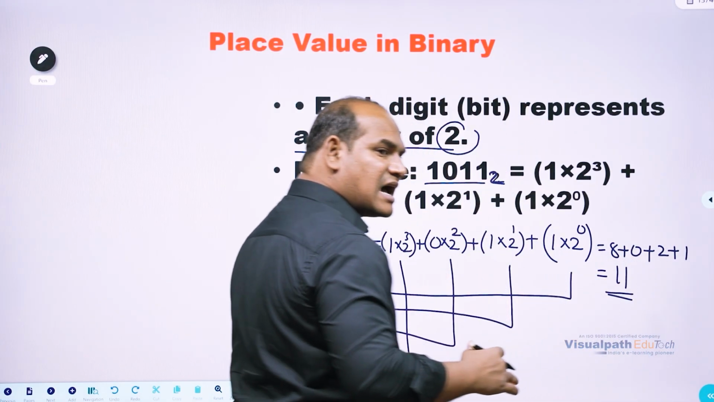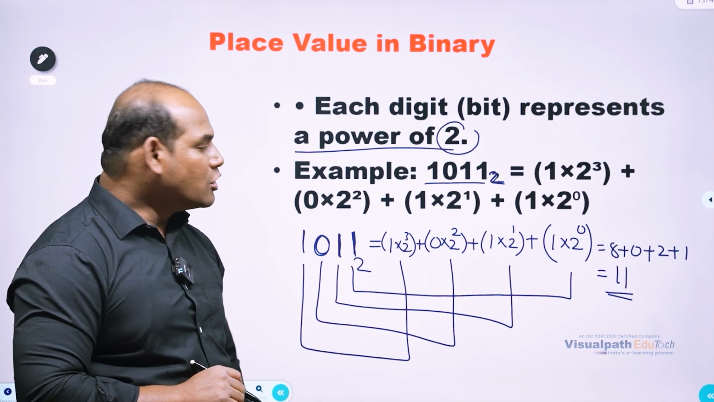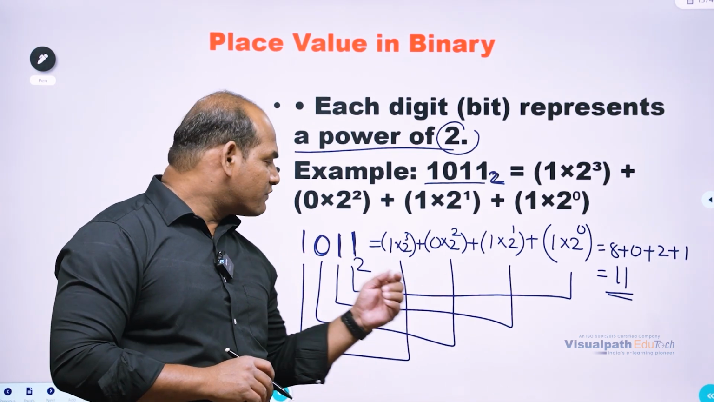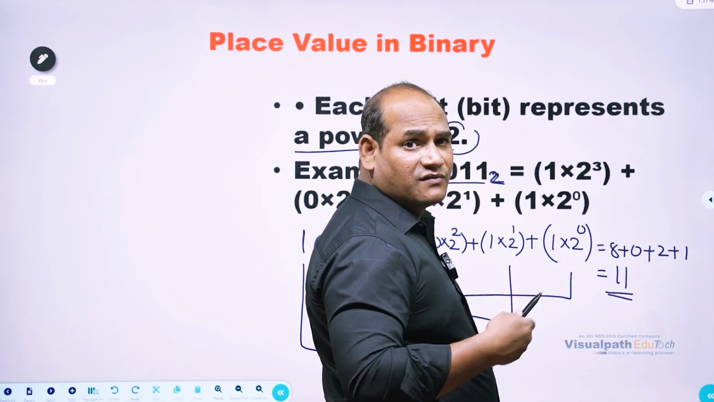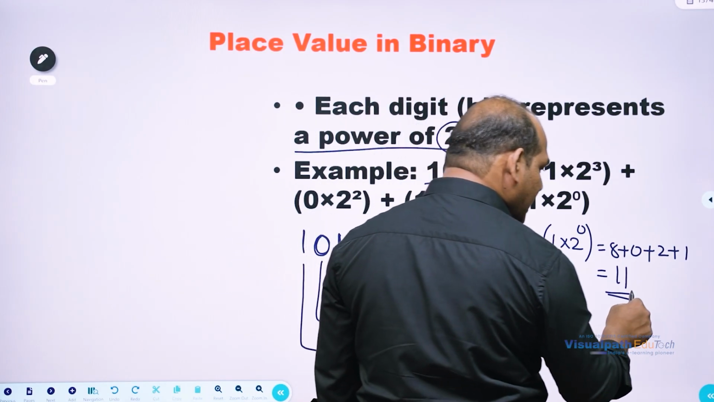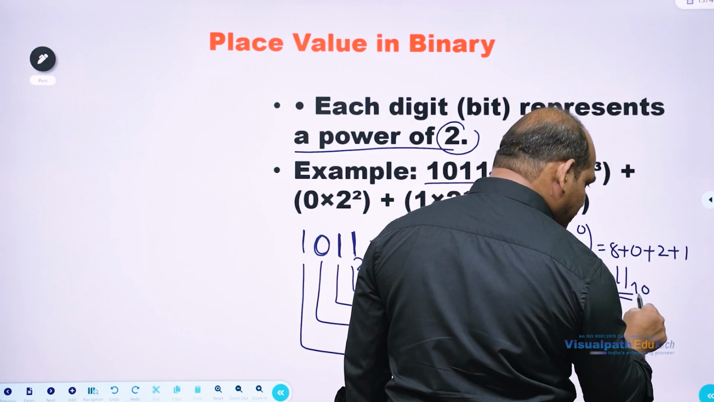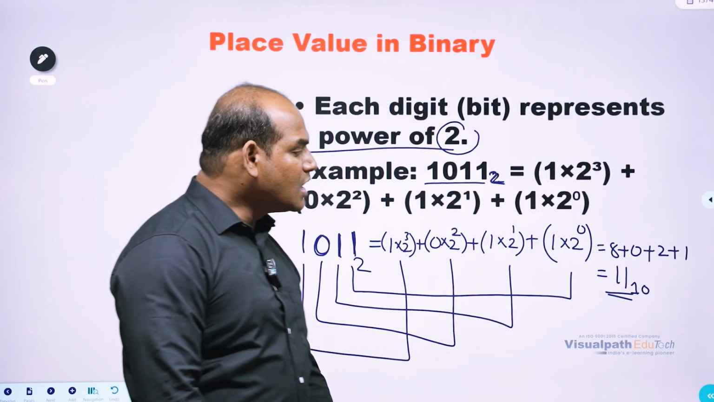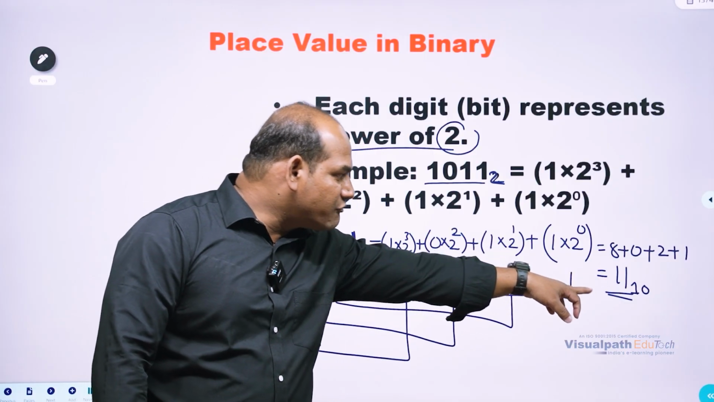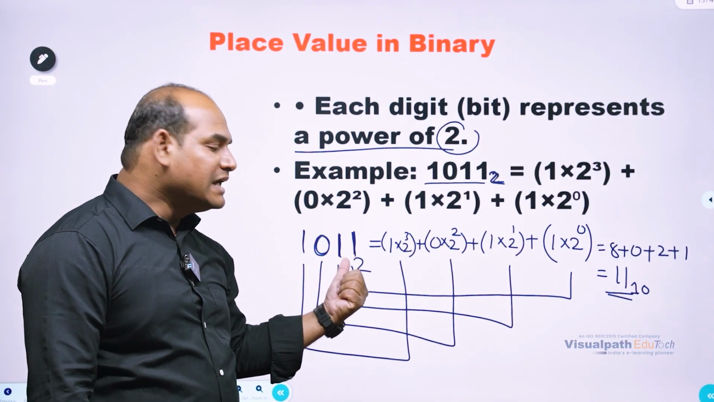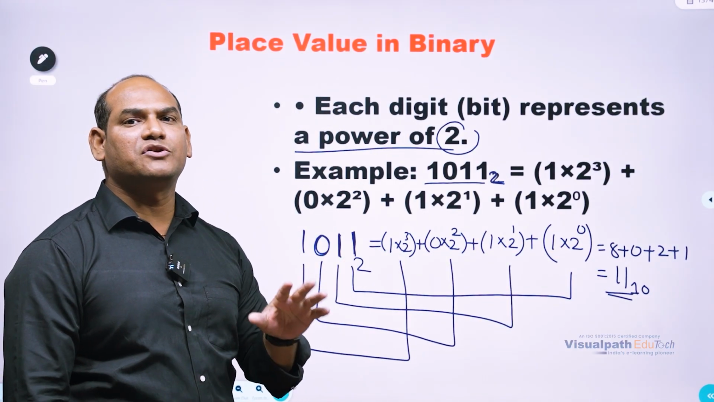This 11 is already converted into decimal. So this is a way of conversion from the binary number to the decimal number. Because we are working with number systems, for the decimal number system also you represent a base of 10. Now, this 11 in the decimal number system is equivalent to 1011 in the binary number system. This is what you need to understand.